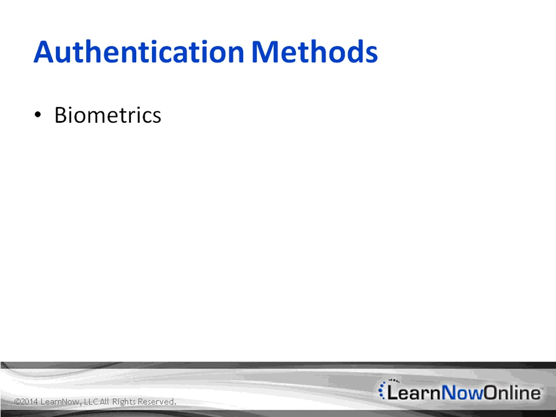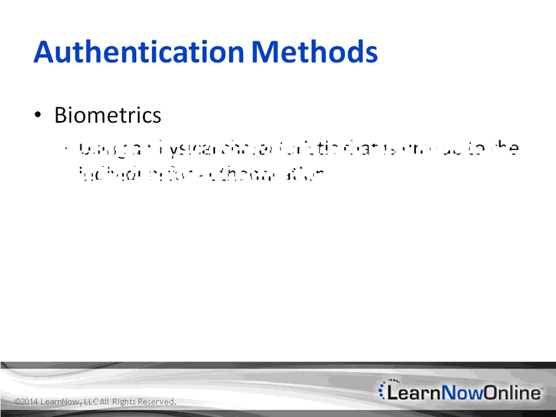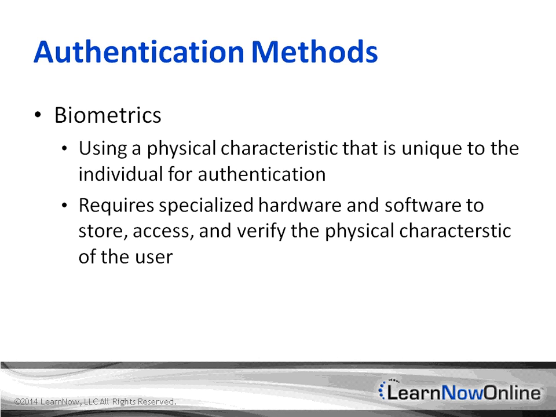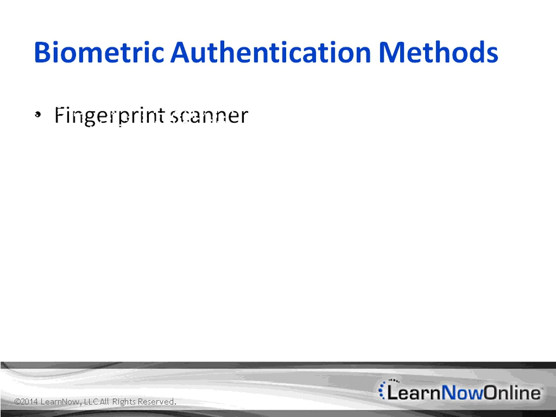The other category of authentication methods falls under the area of biometrics. Biometrics is where we're using a physical characteristic that is unique to the individual for authentication. The thing about it is it does require very specialized hardware and software to store, access, and verify the physical characteristics of a user. So what characteristics can you use?